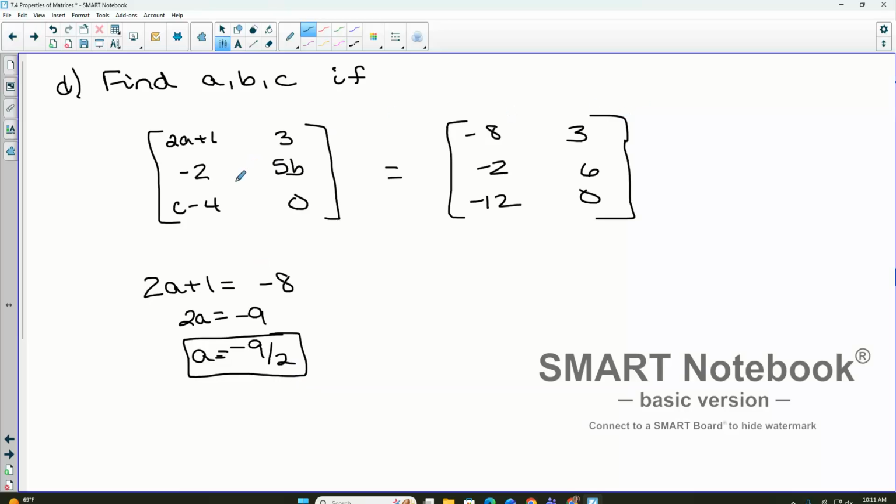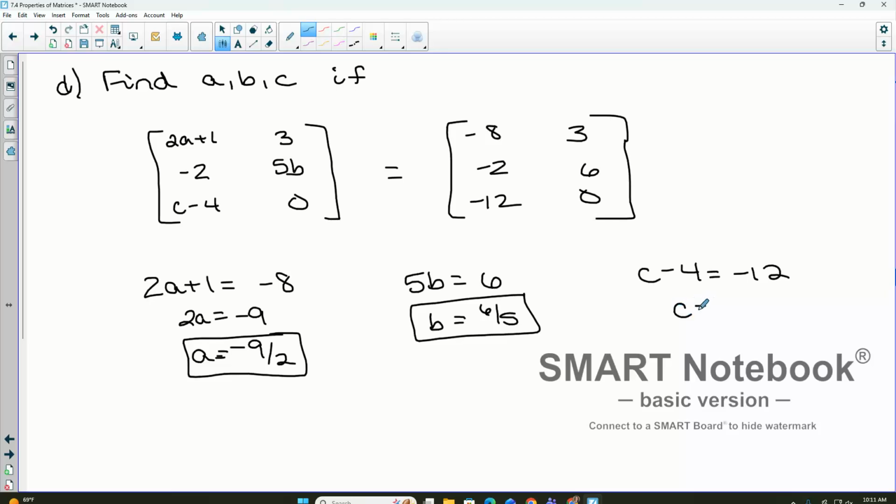All right, next numbers are the same, negative 2's are the same. 5b, what does 5b have to equal? 6. So that means b is 6 fifths. Then I have c minus 4. What does c minus 4 have to equal? So that means c is negative 8.